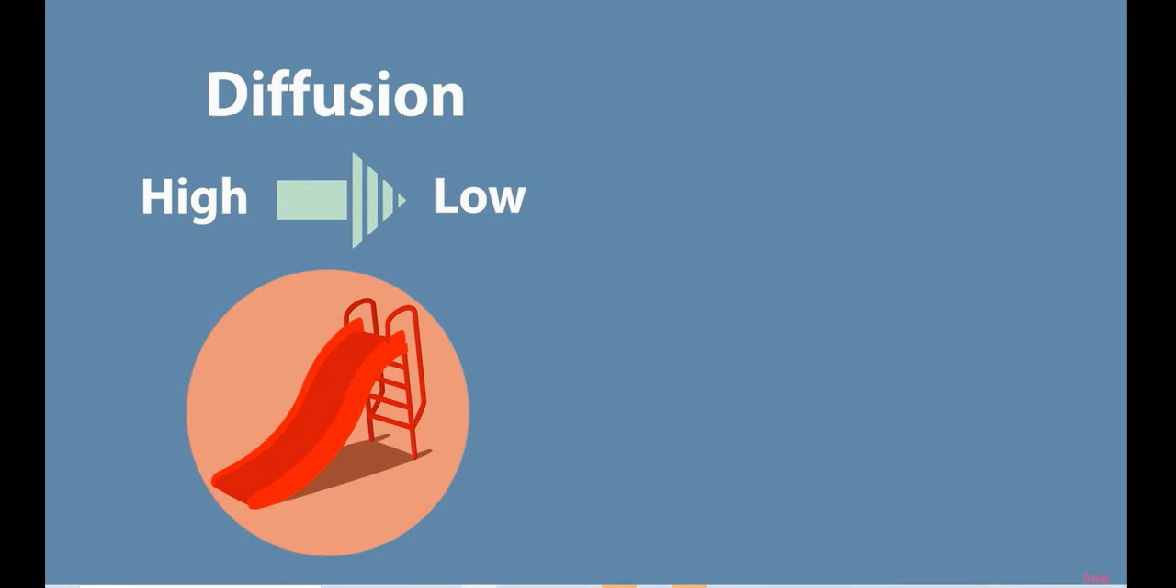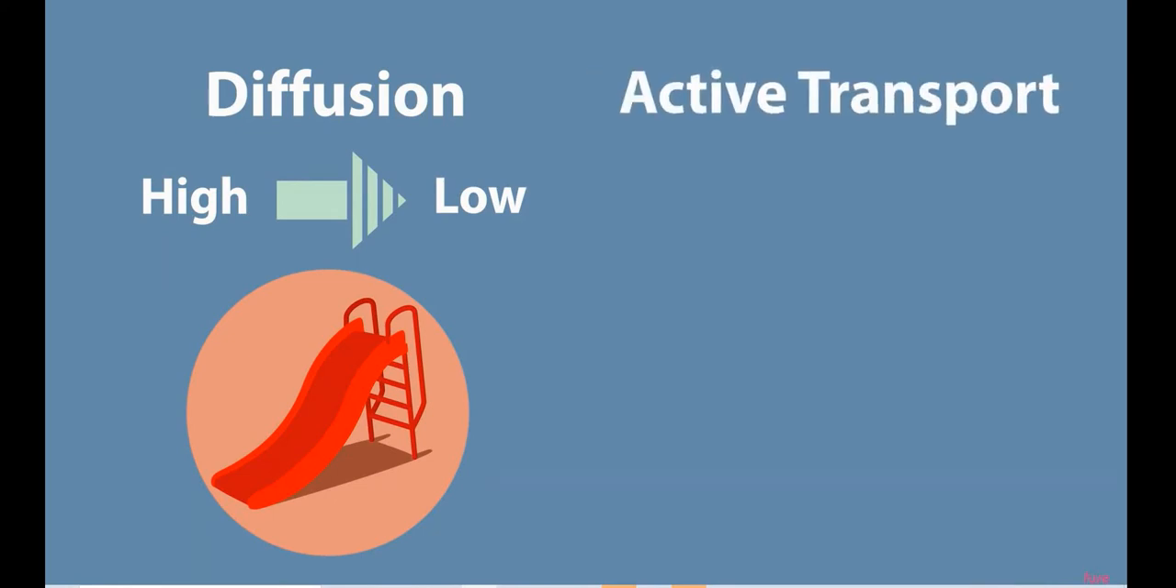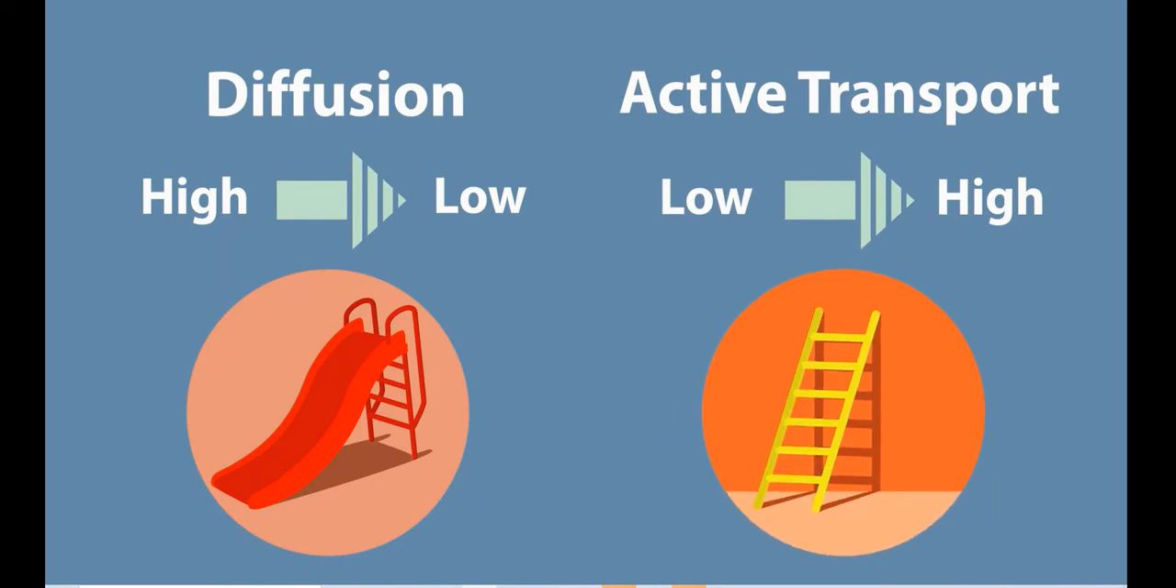Just remember that for diffusion, the substance moves down the concentration gradient from a high concentration to a low concentration. Just think of the slide. You don't need any energy to go from high to low. It's easy. Whereas active transport is the opposite. The substance needs to move up the concentration gradient from low concentration to a high concentration. Think of climbing a ladder. You need energy to go from low down to high up.